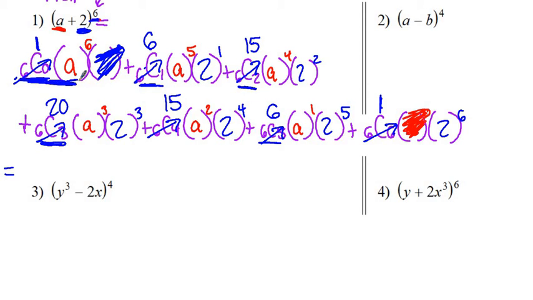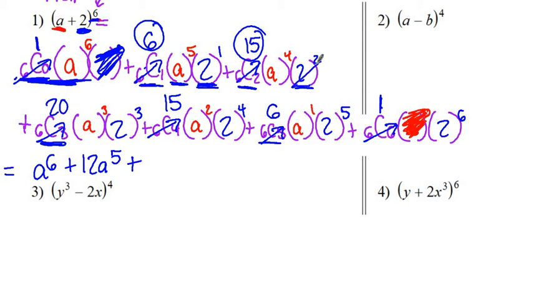So the first term is 1 times a to the 6. That's just going to be a to the 6. Our second term is 6 times that 2, which is 12, times a to the 5th. So that's going to be plus 12a to the 5th. Our next term is going to be 15 times 2 to the 2nd, which is equal to 4. So 15 times 4 is 60. 60 times that a to the 4th.